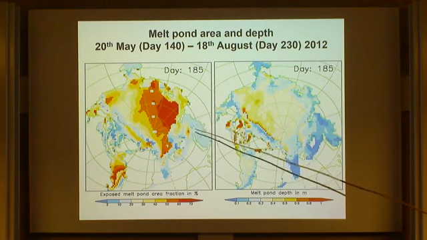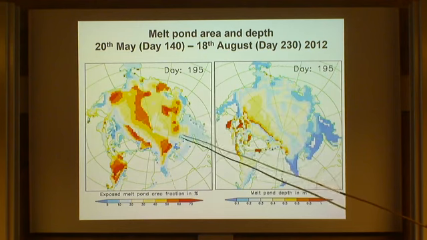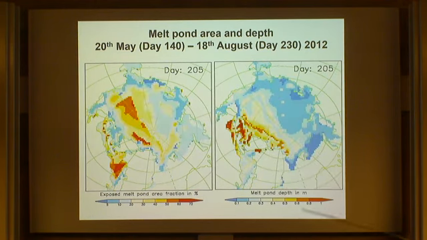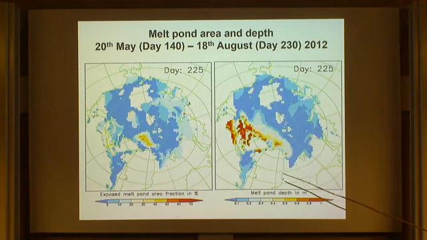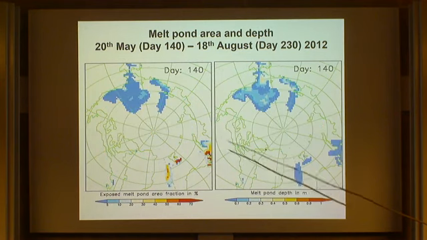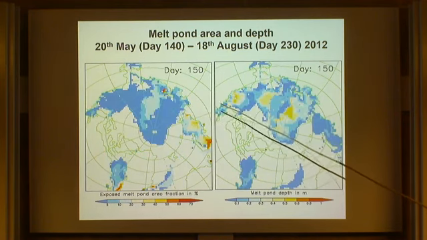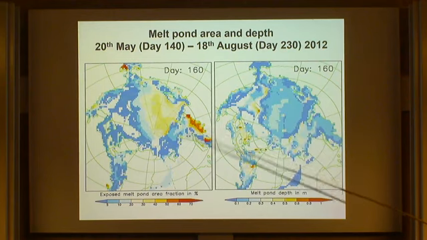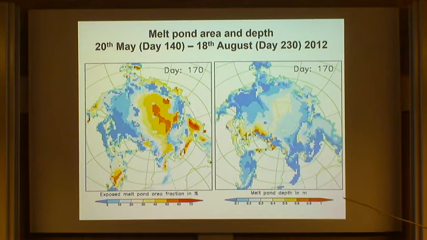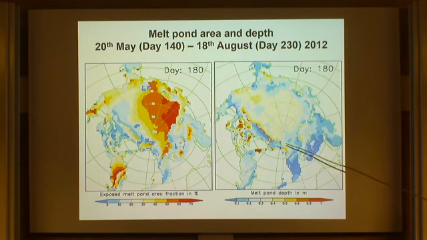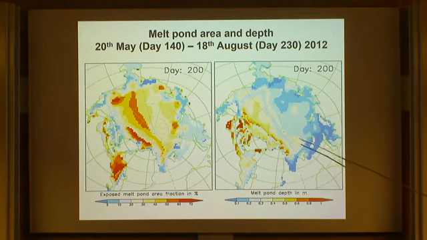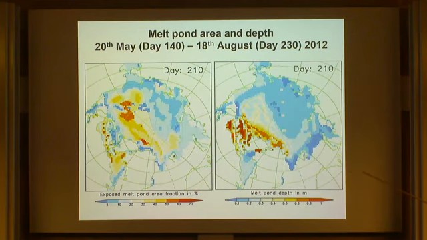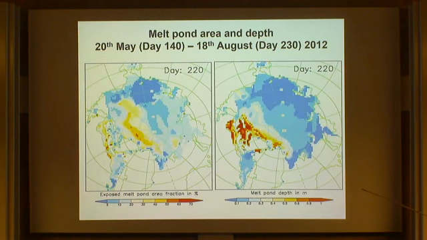And then by the end of June, we get 30, 40, up to 60, 70%. And by the beginning of August, lids form, and the melt ponds are not counted here anymore. We still have a depth here because, of course, when the melt ponds are trapped under a lid, they're not open, not active from the albedo point of view.